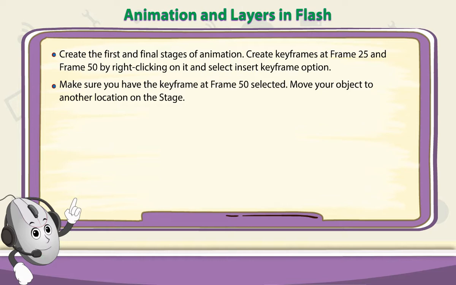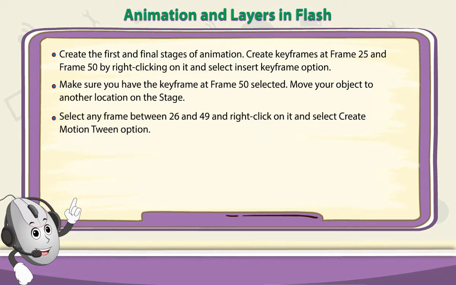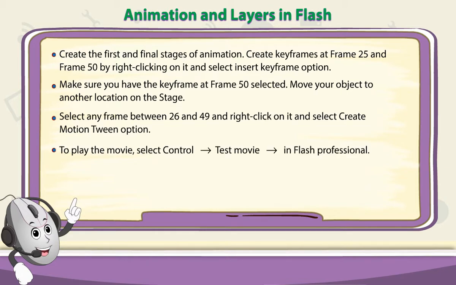Make sure you have the keyframe at frame 50 selected. Move your object to another location on the stage. Select any frame between 26 and 49 and right-click on it and select Create Motion Tween option. To play the movie, select Control, Test Movie in Flash Professional.